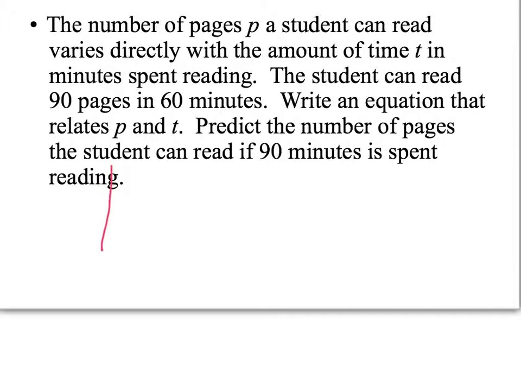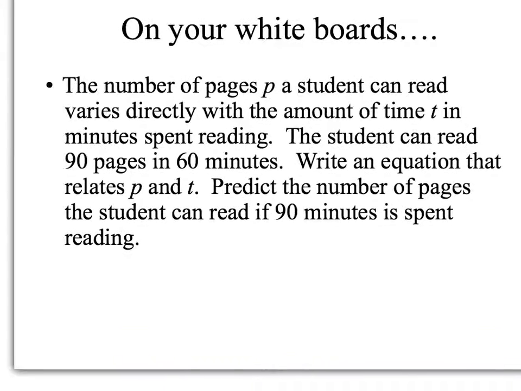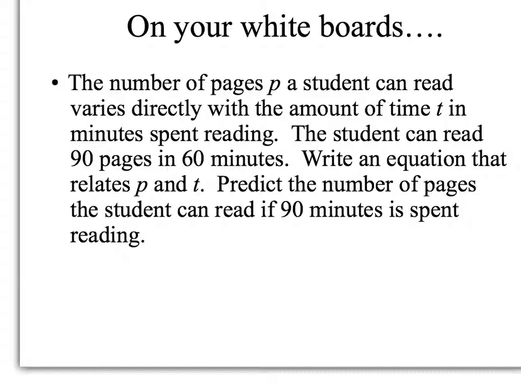Okay, so these are some problems that we did in class on our whiteboards. There we go. It says the number of pages P a student can read varies directly with the amount of time in minutes spent reading. Okay, so I'm going to immediately stop and set up my equation, because when they vary directly, I know that's just some number A times one of the variables. So P, the number of pages, oops, I mislabeled that. Instead of x, that should be T.